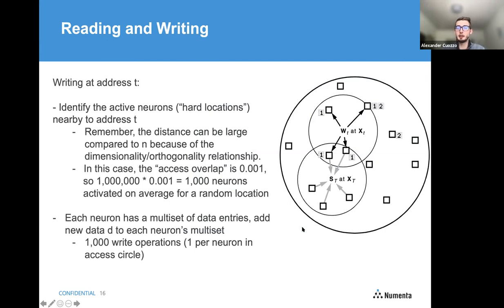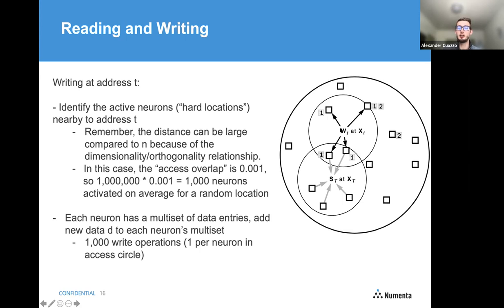Okay, so what does writing entail? Let's say you want to write a piece of data to an address. You take your data, let's say it's a one, this handwritten digit of a one, and let W_T correspond to the address of this one. Let's imagine that this one was represented as a string of 1,000 ones and zeros. That's what W_T is right here.